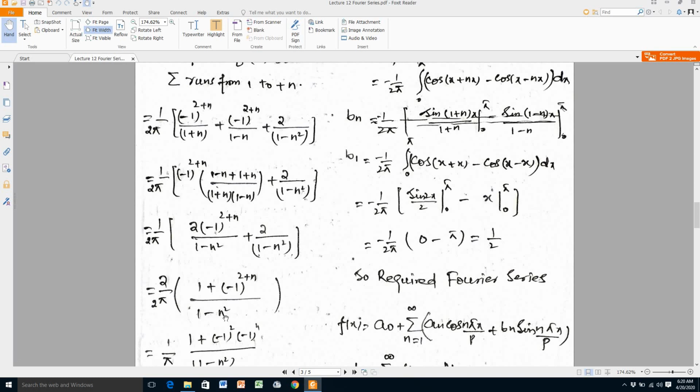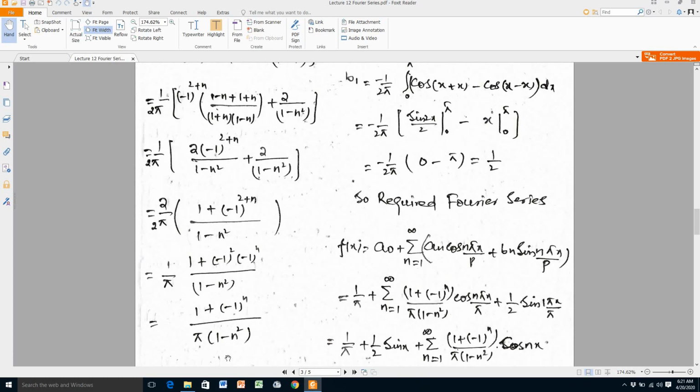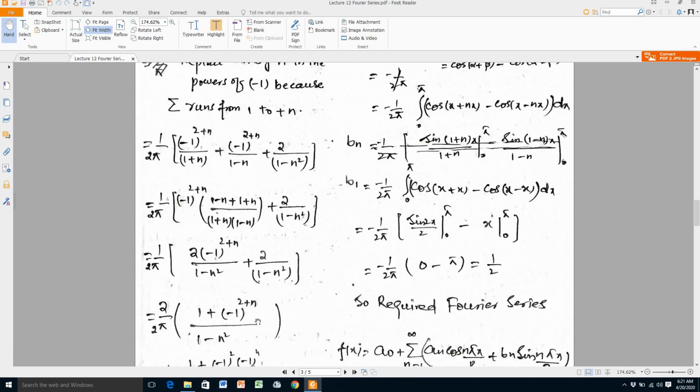and I can equivalently write it as 1 over pi, 1 plus minus 1 raised to the power 2 plus n, and you know that minus 1 raised to the power 2 becomes positive, so the remaining is 1 plus minus 1 raised to the power n divided by pi into 1 minus n square.